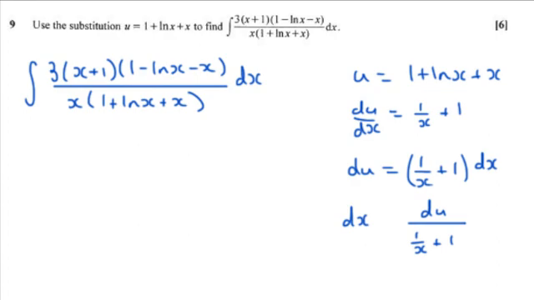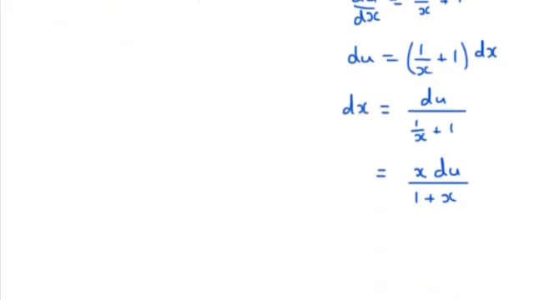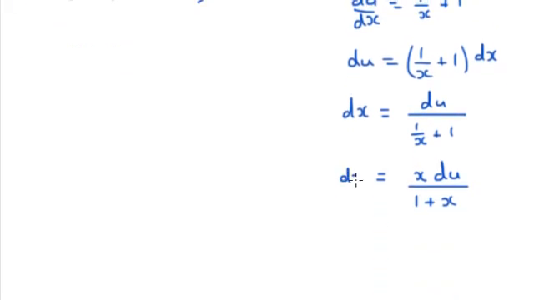But that looks quite messy, and it's really important in this question for us to get rid of this fraction in the fraction, and I'm going to do that now by timesing the top and the bottom by x, which will get us x du over 1 plus x. This is a very important step, and you'd struggle to get the substitution to cancel down if you didn't do that step. So that's what dx is equal to.